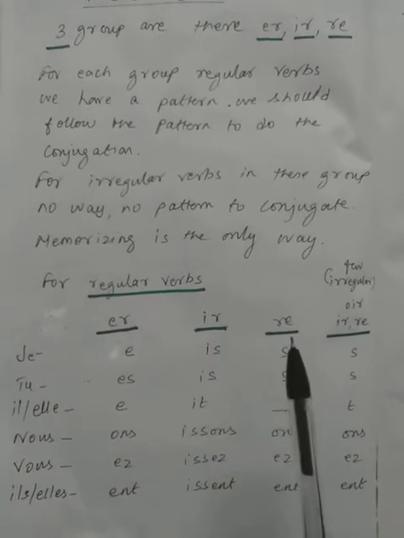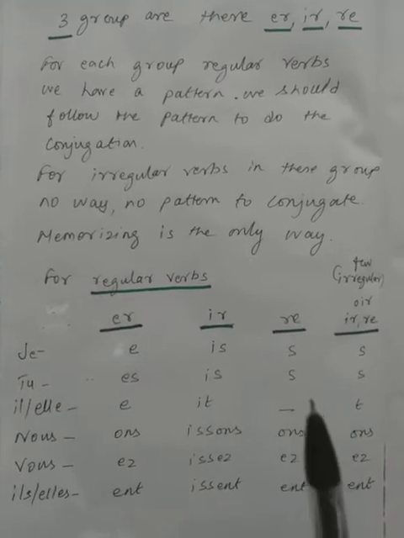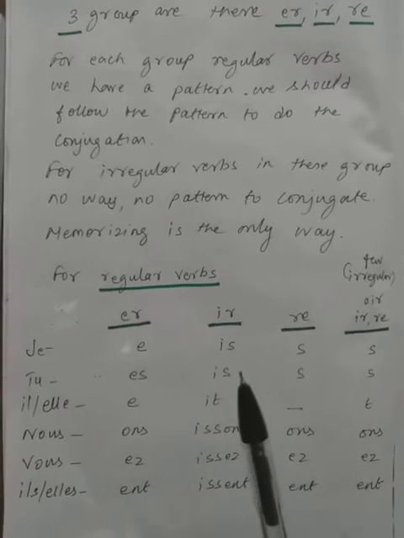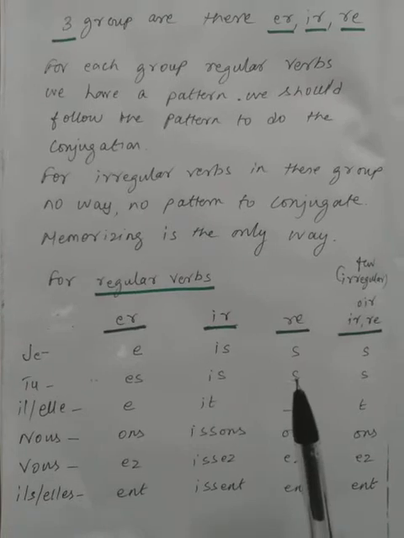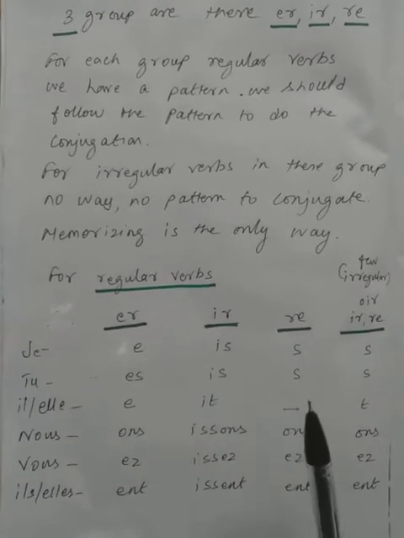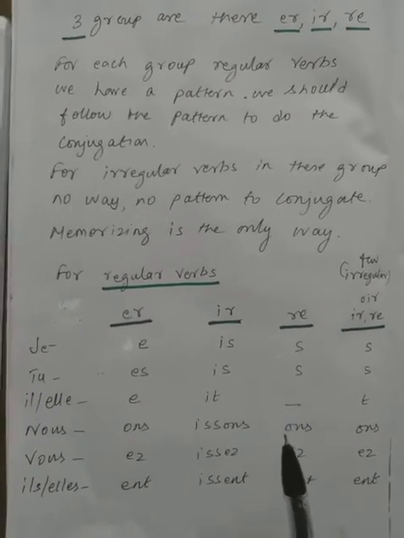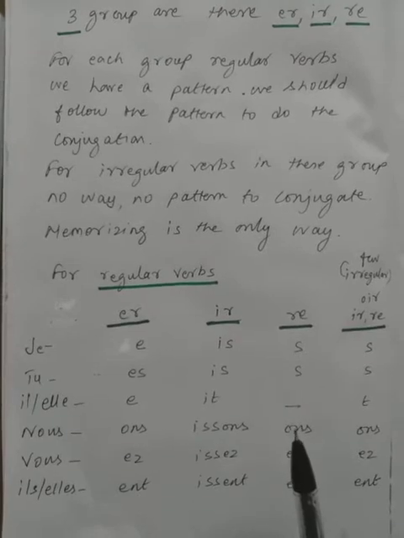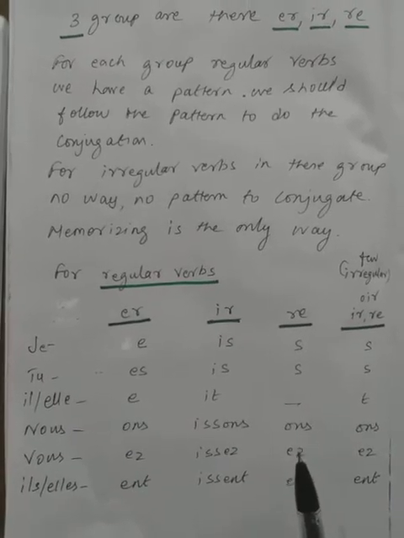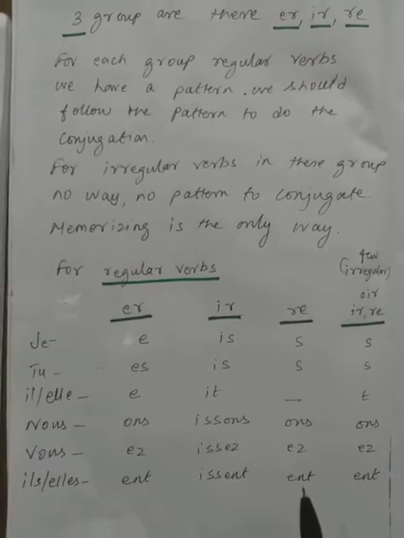Third group, the RE group. What do you have to do? Replace that ending RE by S for first person. For second person, replace RE by S. For third person, don't add anything, just leave it. Then for first person plural, replace RE by ONS. For second person plural, replace RE by EZ. Then for the last person, replace RE by ENT.